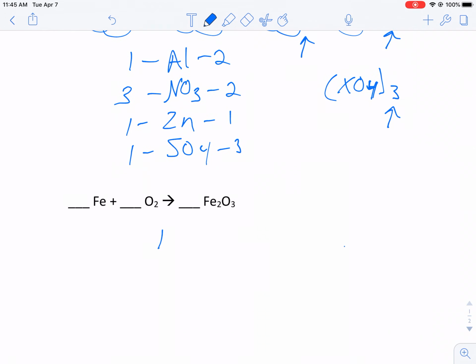Last thing I want to do is look at this one, and you guys have all been doing pretty good on this one. Iron on the left side is 1, iron on the right side is 2, oxygen on the left is 2, oxygen on the right is 3.